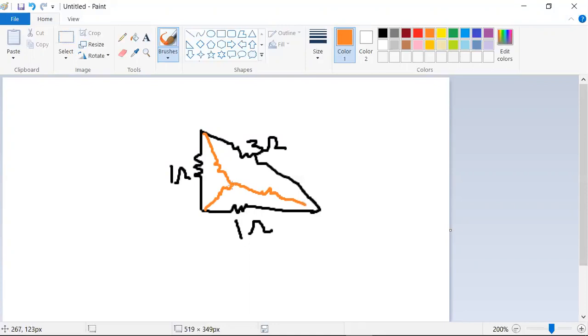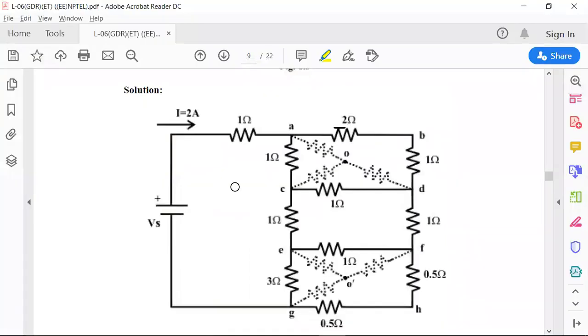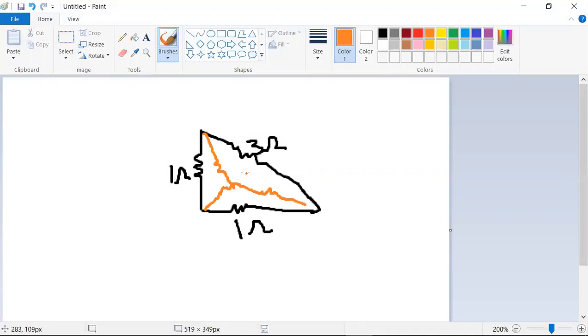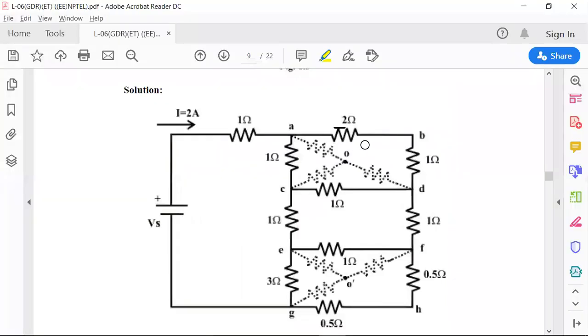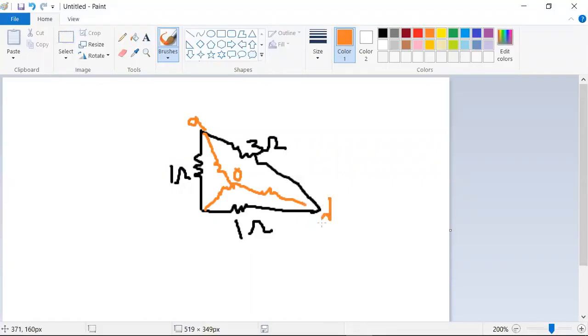So now this is star, right? I can make this star point 0. This point is A, this point is D, this point is C. So now you are converting delta to star.